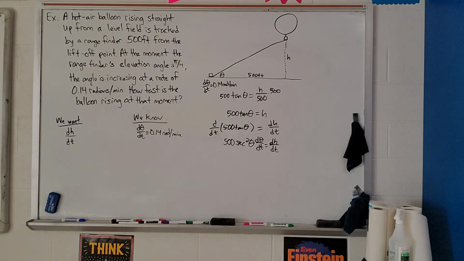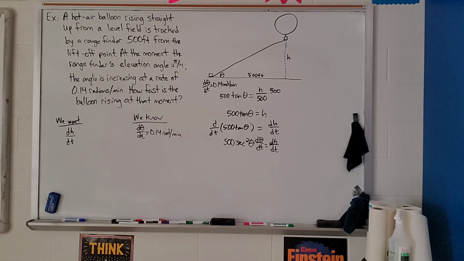You should get rid of 500, shouldn't you? No, because it's a constant multiple. It's not 500 plus tangent. If it was a term by itself, yes. But it's not. Do we know d theta dt? Yeah. We do. It's 0.14, right? Do we know theta at that instant?